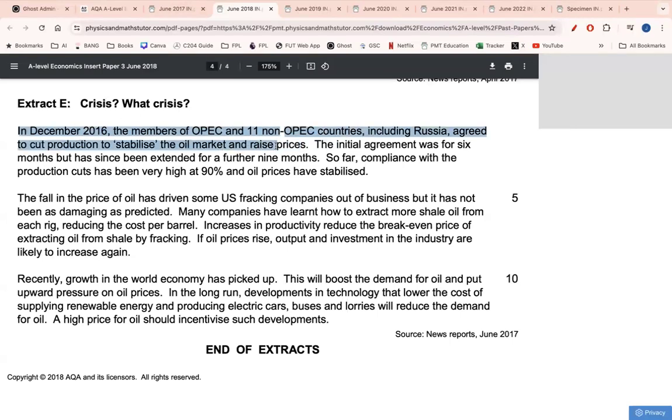They agreed to stabilize the oil market and raise prices. This has been extended, and prices have stabilized. So far, there's no value in this paragraph. We're only looking for points in favor or against the statement. The fall in price has driven some companies out of business, but it's not been that damaging. Okay, we have to look at why it has not been damaging. Well, because of the low prices, many companies have learned how to extract more oil from each rig. So basically, because the price has gone down, the companies have learned how to be stingier and get more value from what they have.